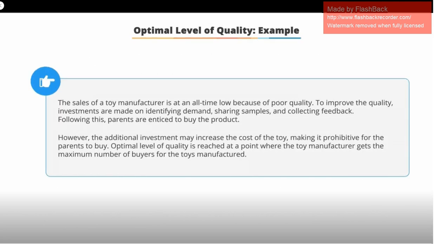So suppose you're the manufacturer of toys, but the toys are below quality and the sales are low. To improve the quality, you invest in identifying the demands of children, sharing a few samples, and recording the feedback. Once all this has been captured and implemented in the products, you look to buy them. As the investment is increased to manufacture good quality toys, the cost will therefore increase, and it might be prohibitive for parents to buy the toys. The optimal level of quality is reached at a point where you get the maximum number of buyers for the toys manufactured. Now that we're clear on the concept of quality, in the next screen, let's discuss quality management.